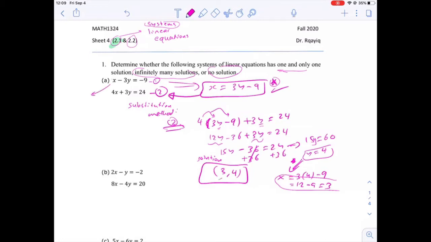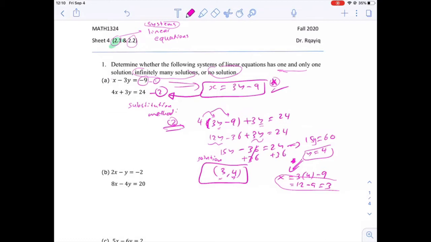So this is x, this is y. We plug in x equals 3 minus 3 times y. We want to see, is this equal to the right hand side, -9? 3 minus 12 is -9, so those are equal. So the first equation is satisfied. Let's see the second equation. 4 times x plus 3 times y, is it equal to 24? We see 12 plus 12 is equal to 24. That means this is the correct answer. This is how we check our solution.